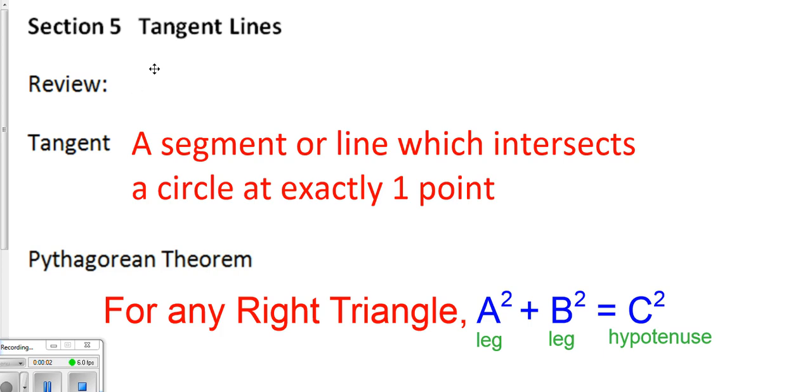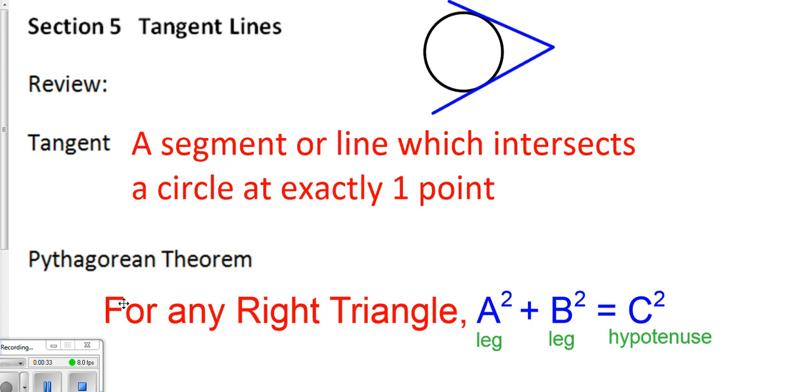All right, now we have our last video for our circles unit. It's all about tangent lines. So just as a review, remember a tangent line is a segment or line which intersects a circle at exactly one point. So if you were to draw a circle, something like this, and you wanted to make a line from this point, that would be a tangent. It can only hit it at one point. From that same point, there can be another tangent over on this side. So that would be two different tangent lines.